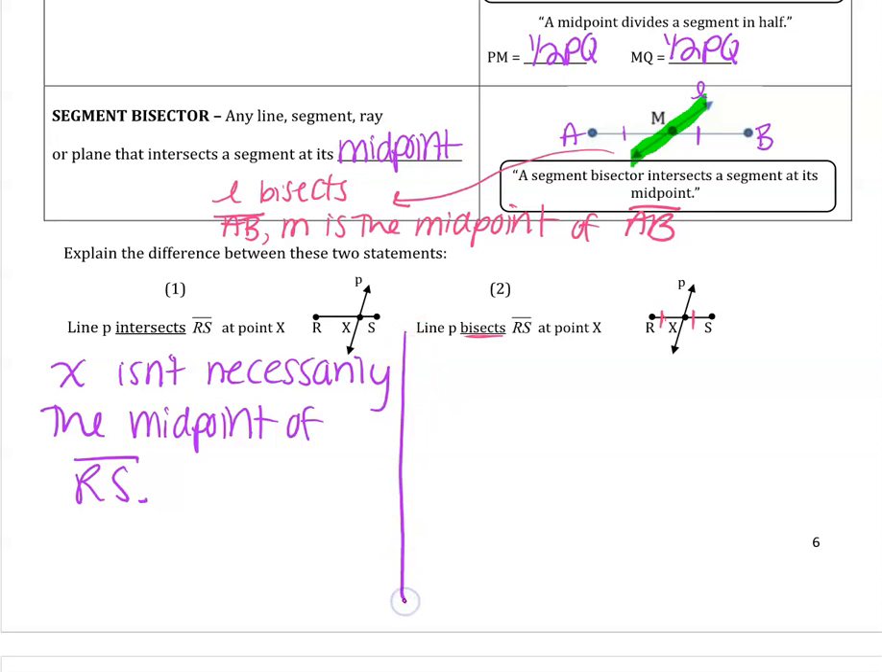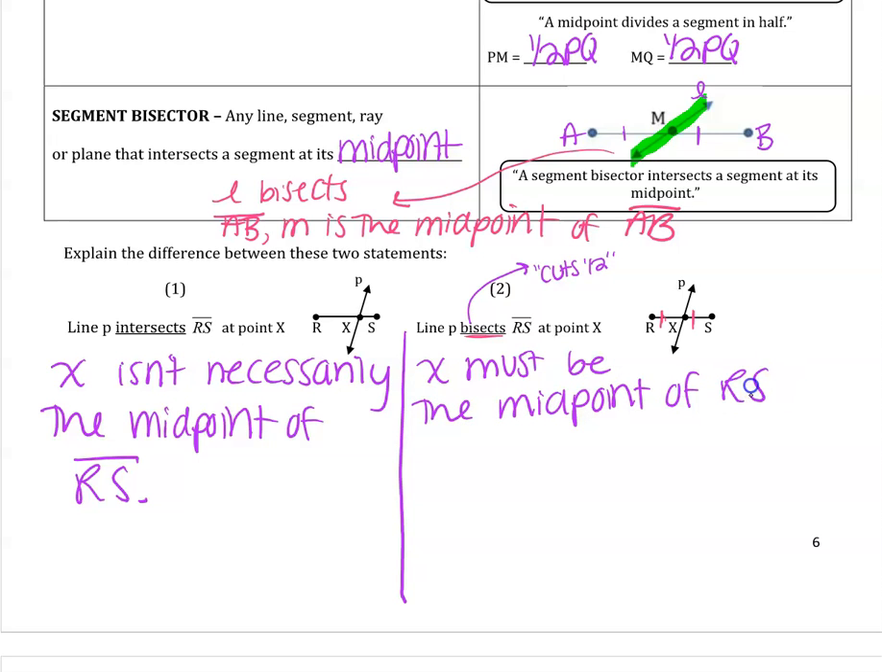But if I say bisects, as I told you last unit, when you hear the word bisects, I want you to informally think cuts in half. In order to have something be cut in half, that means it needs to be intersecting at the midpoint. So in this specific case, X must be the midpoint of RS. So RX would then be congruent to XS because a midpoint divides a segment into two congruent segments. In fact, I'll even add that right here.